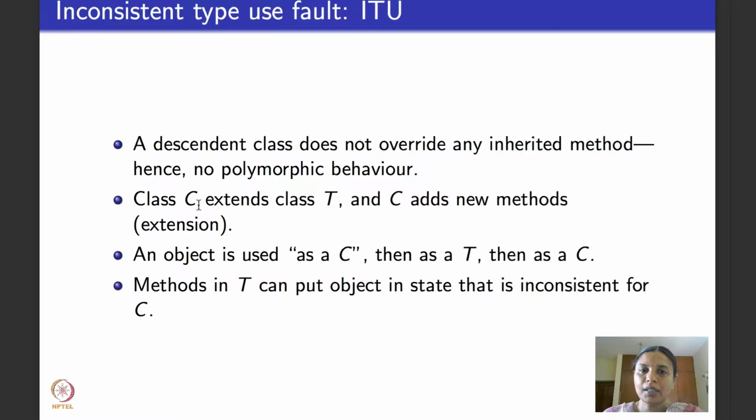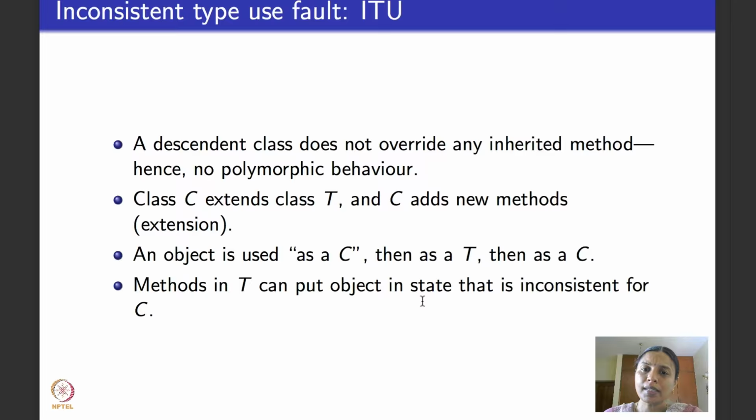For example, consider a case where class C extends a particular class, say T, and C also adds new methods. An object sometimes is used as a C, sometimes is used as T, and sometimes is used as a C again. Now methods in T can put this object in a state that is inconsistent for C. That's why it's called inconsistent type use fault.